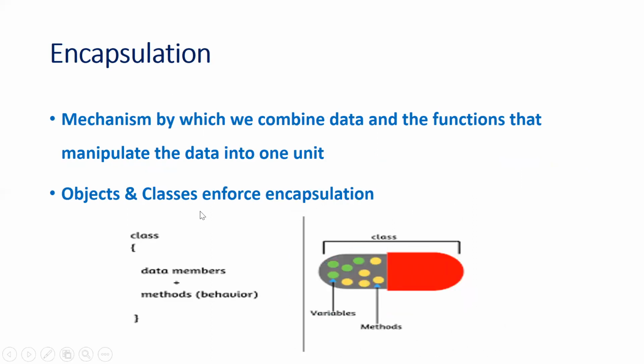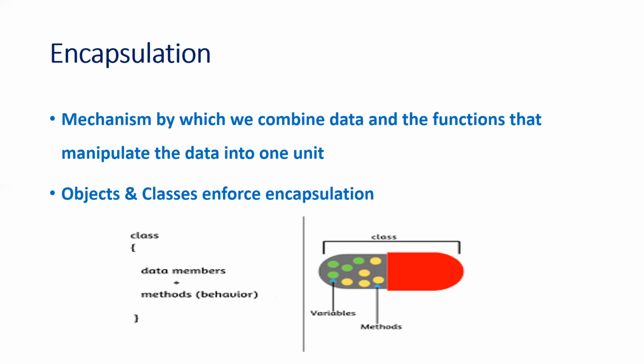Then encapsulation. You can see there is an image of a capsule, so it is very similar. The word encapsulation: a capsule hides something, isn't it? You will see that there are some balls in a capsule. So it is a general shape of a capsule, and it hides some balls from us.